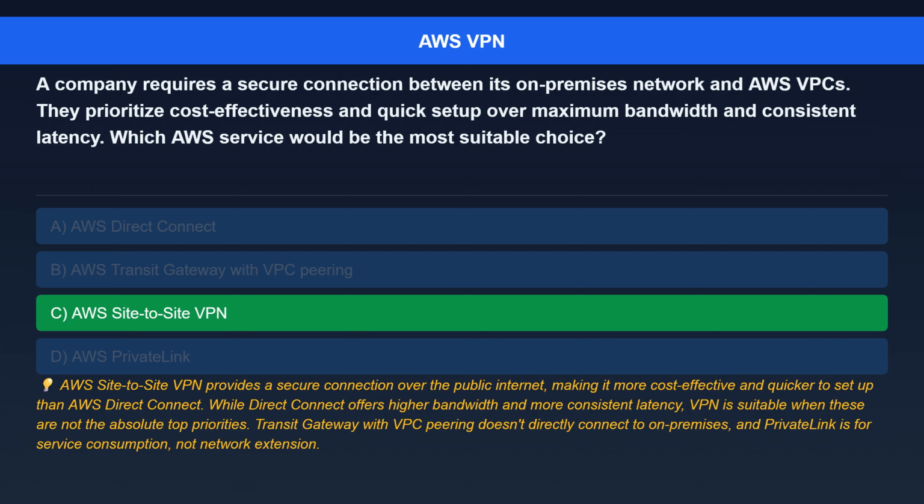The correct answer is AWS Site-to-Site VPN. Here's the explanation. AWS Site-to-Site VPN provides a secure connection over the public internet, making it more cost-effective and quicker to set up than AWS Direct Connect. While Direct Connect offers higher bandwidth and more consistent latency, VPN is suitable when these are not the absolute top priorities. Transit Gateway with VPC peering doesn't directly connect to on-premises, and Private Link is for service consumption, not network extension.